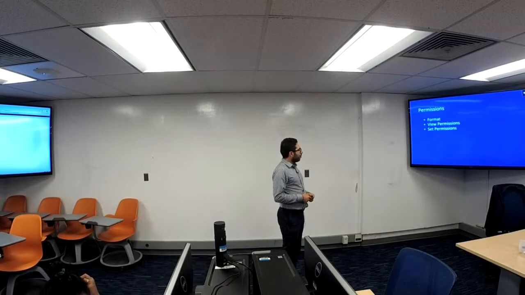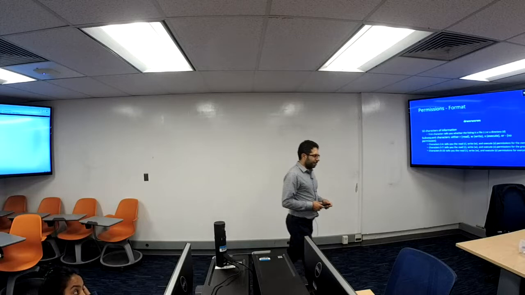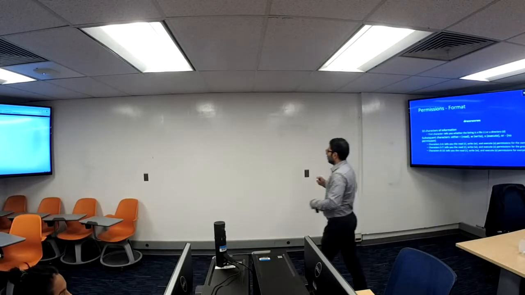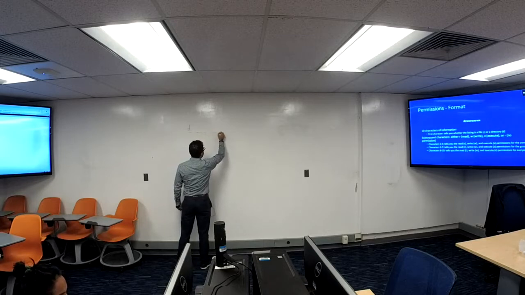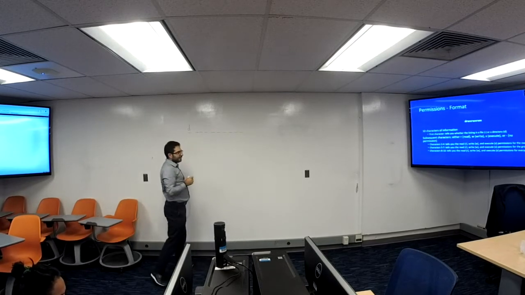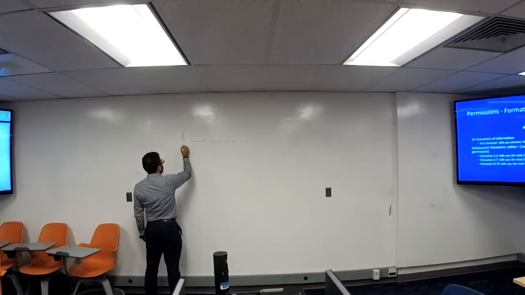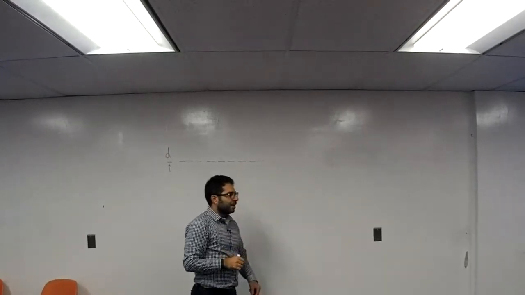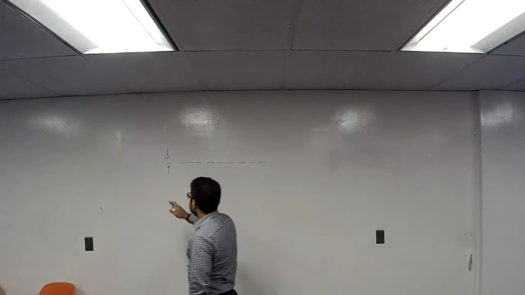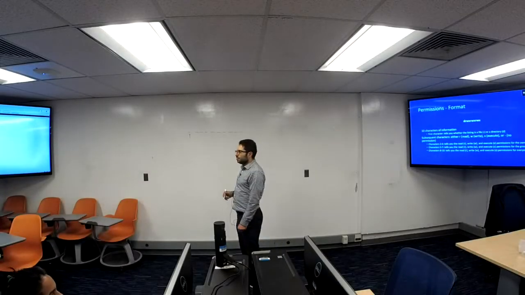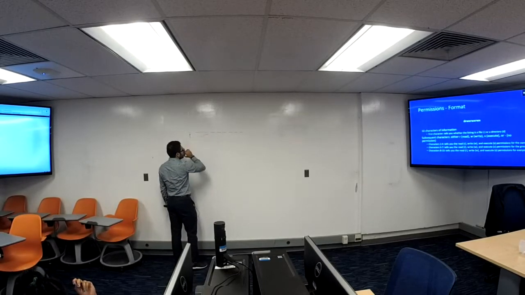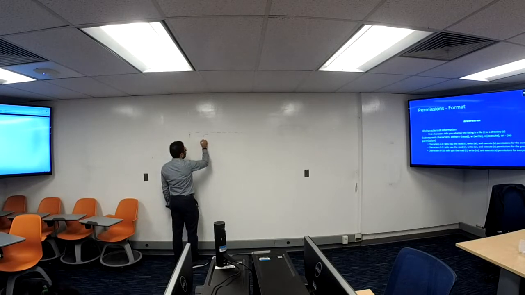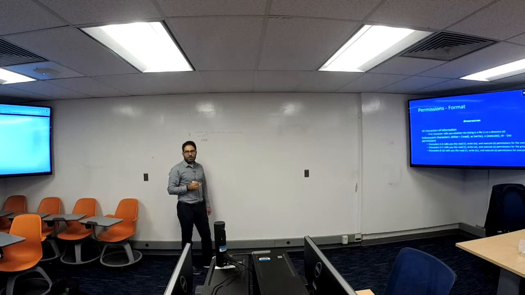Let's focus on the format of the permission. I want to write it down on the board over here. Permission has 10 characters. The first character indicates whether it is a file or a directory. If the character is only a dash, that means it is a file. If it has a D, it is a directory. The first 3 characters are dedicated to the permission for the owner of the file or directory.